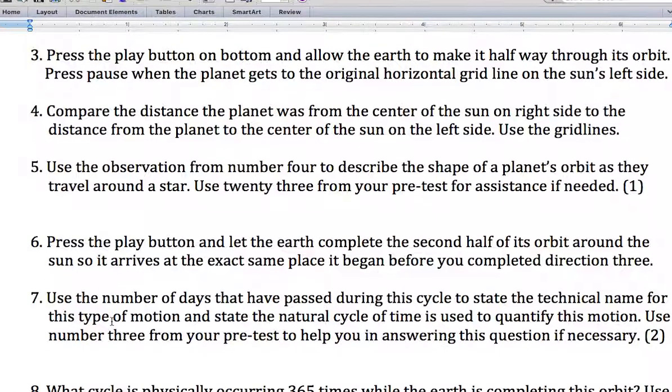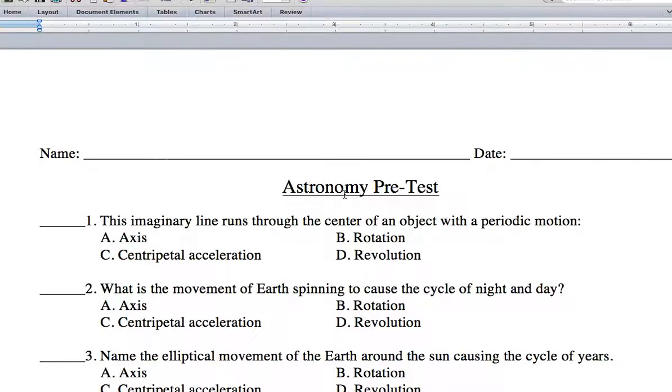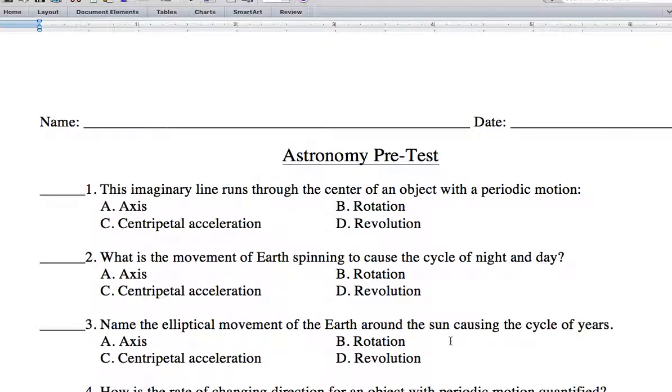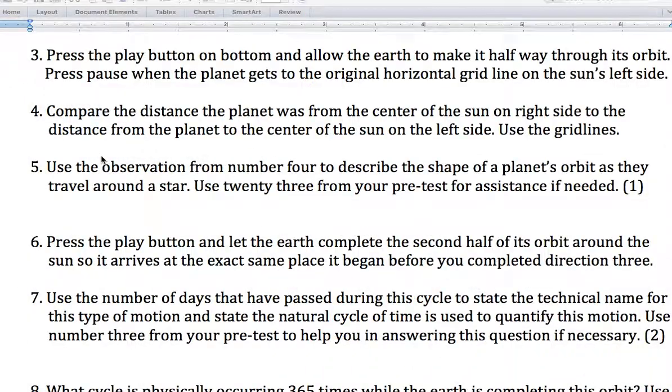Okay, so jumping back here, use the number of days that passed minus 1 during this cycle, to state the technical name for this type of motion and state the natural cycle of time that's used to quantify this motion. We want to use number 3 from the pretest to help us answer this question. So number 3, the elliptical movement of Earth around its sun causing the cycle of years, that is a revolution. And it takes 1 year for the Earth to make its revolution around the sun.